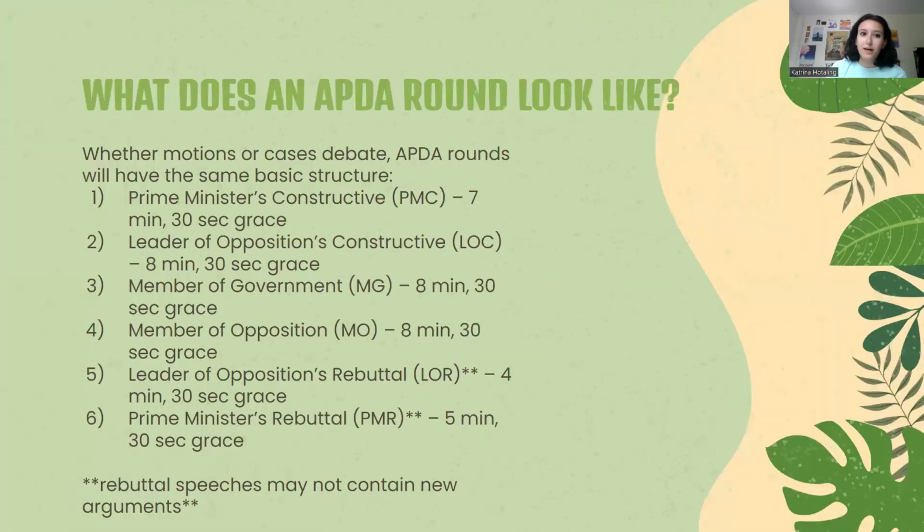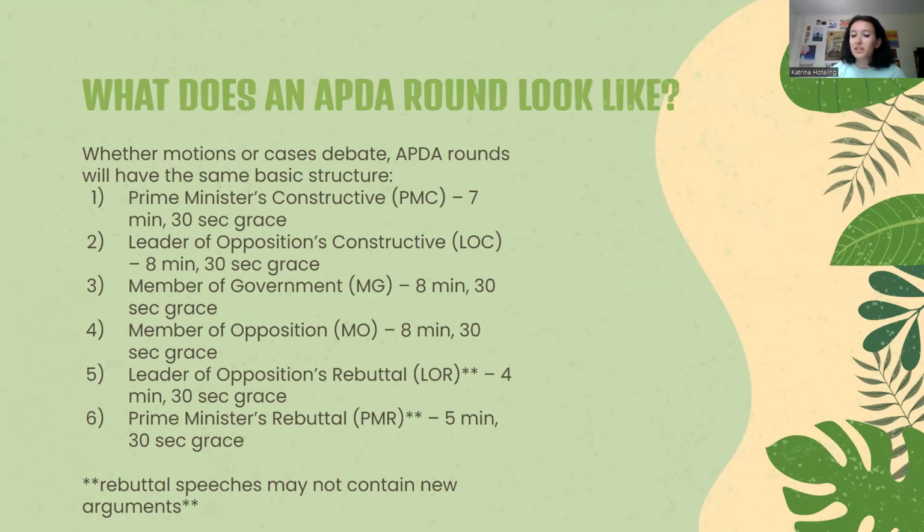So what does an APDA round look like? Whether you're judging motions or cases debate, APDA rounds are going to have the same basic structure. First, they're going to have three speeches from each side. First is going to be the Prime Minister's Constructive, or PMC, which is a 7-minute, 30-second grace speech. Then Leader of Opposition's Constructive, or LOC, is 8 minutes, 30 seconds grace. Member of Government and Member of Opposition both speak, also give 8-minute, 30-second grace speeches.